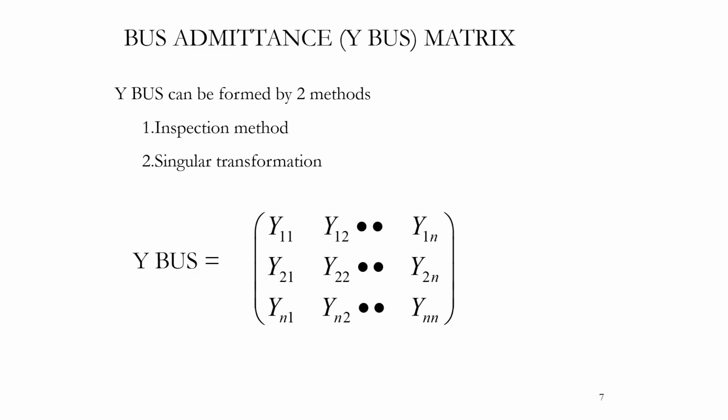Let us see the matrix of n number of buses. Y bus, which is represented in the matrix where if there are n number of nodes or n number of buses, it's represented as y11, y12 up to y1n. Similarly, it is y21, y22, it goes up to y2n, and yn1, yn2, ynn. Let us see how to find the diagonal elements and off-diagonal elements.